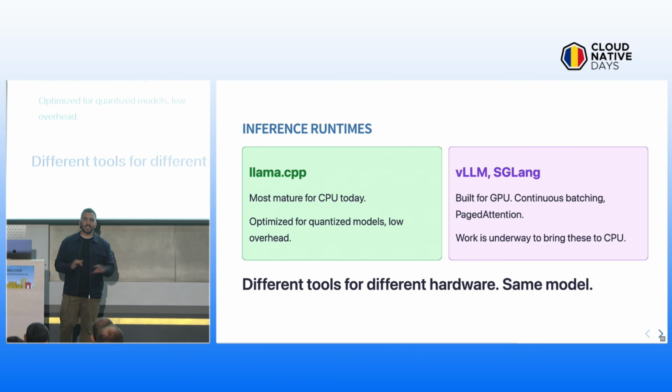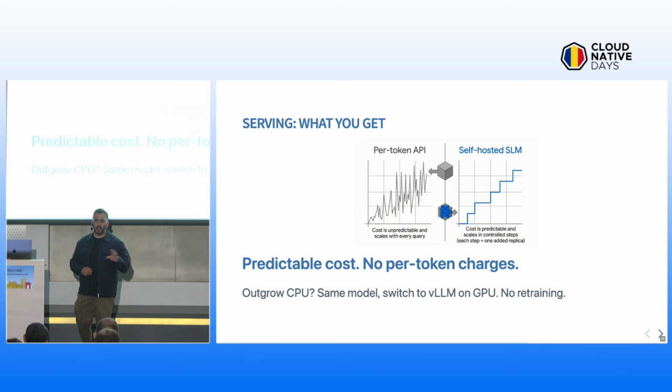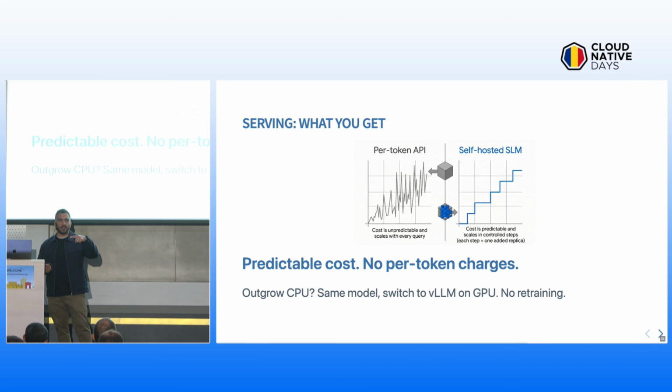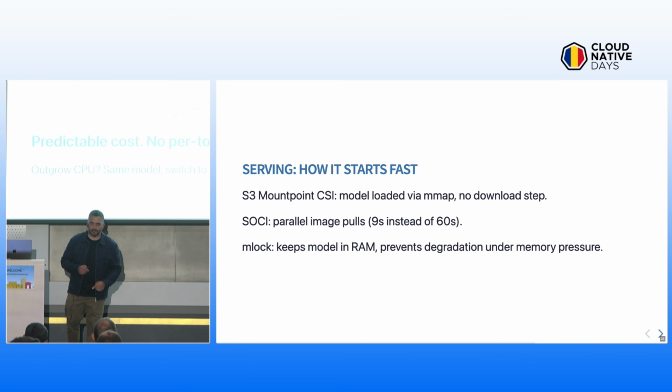I'm not saying that this is not going to keep evolving. You know that things change every week, every so often. So maybe in the next presentation, vLLM will already be a first-class citizen on this. So what you get with this is predictable cost and no per-token charges, and if you need to grow on CPU, same model, you add more replicas, and that's it. No retraining. And actually SLMify is built on improving the B2 version of the model as well.